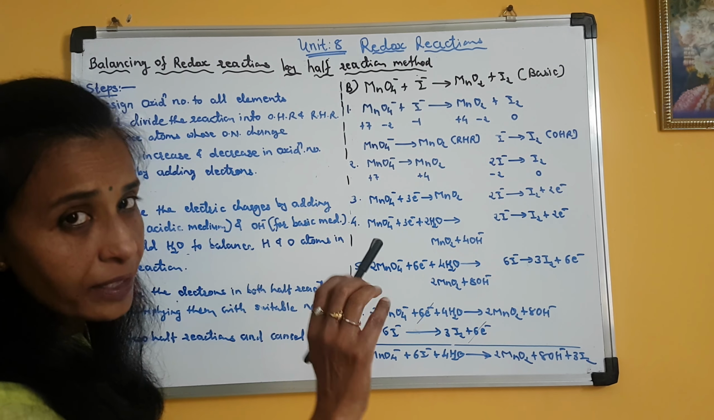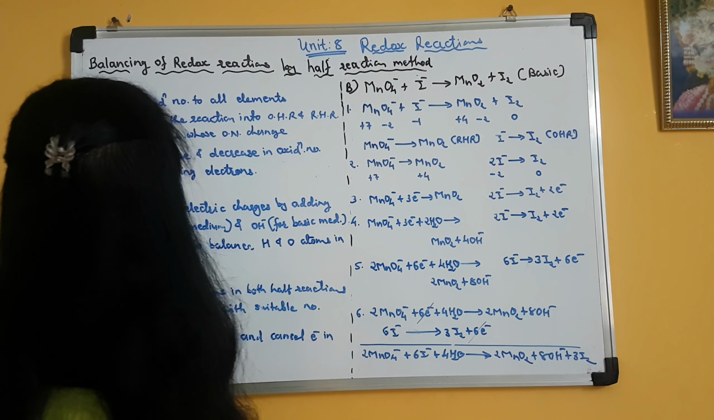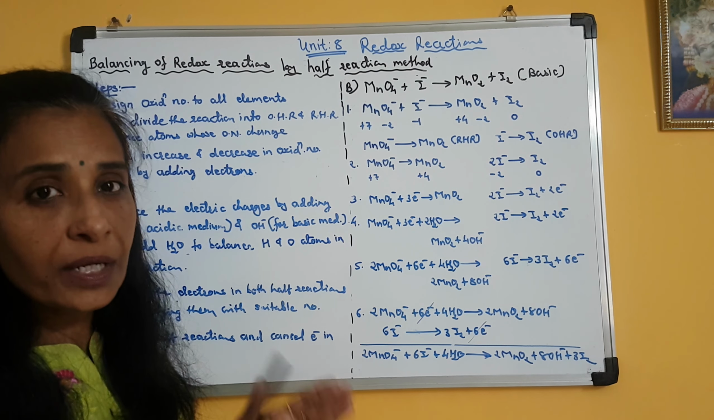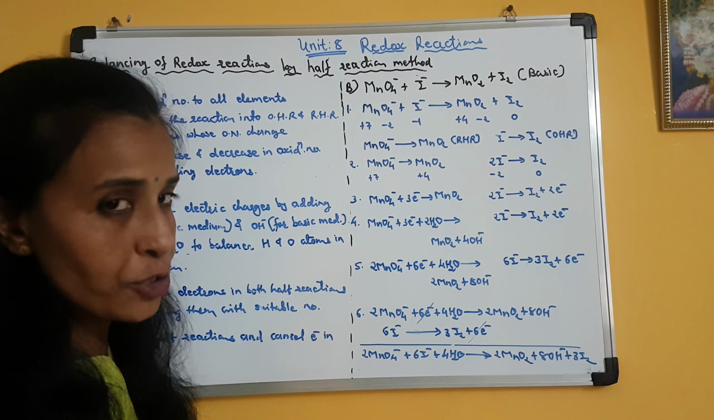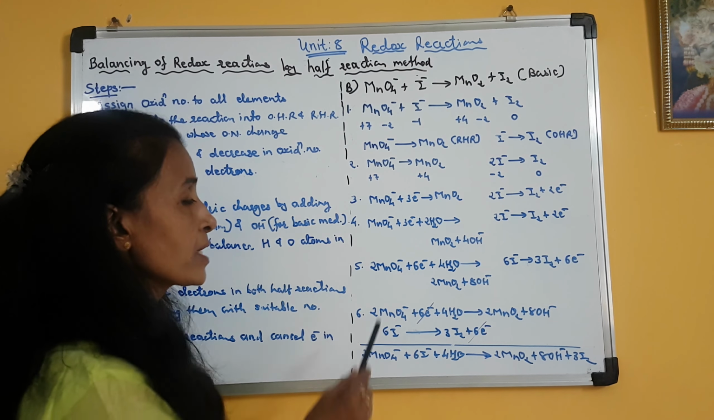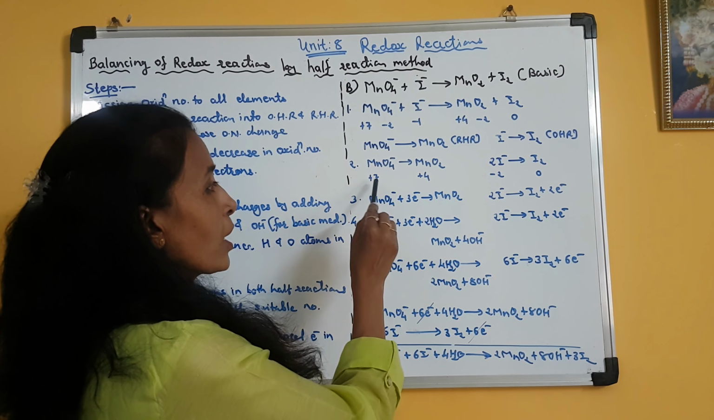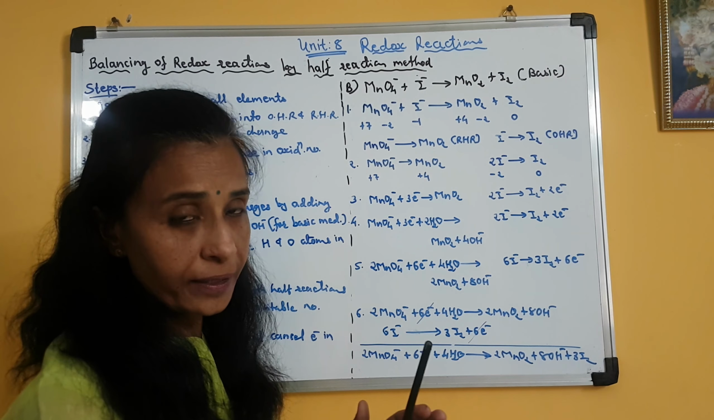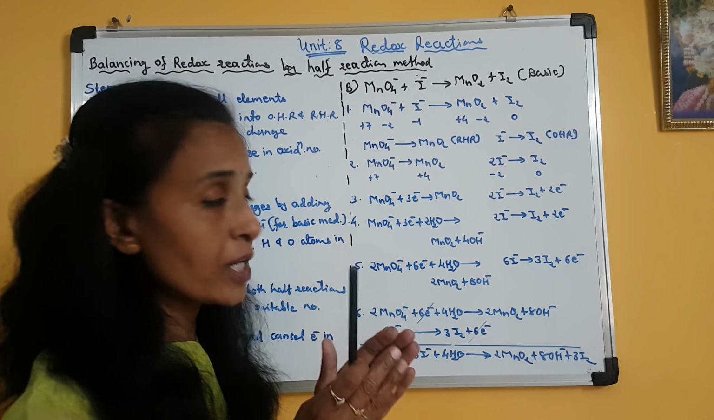I have balanced the atoms whose oxidation number changes. Now third step, increase or decrease in the oxidation number is to be balanced by adding electrons. And as I told you in the previous reaction, to add electrons, we have to consider all the atoms together, means all the atoms of the same type together.